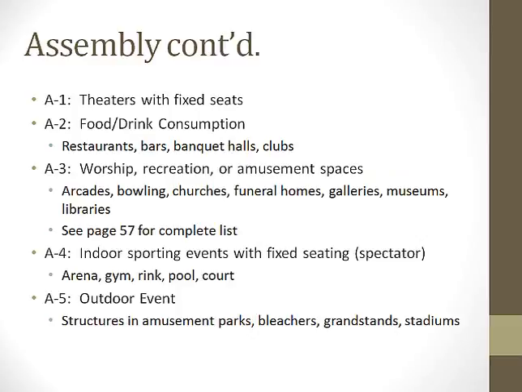So here are 5 types of assembly spaces. Theaters with fixed seats would be A1. Spaces for food and drink consumption would be an A2. This would include restaurants, bars, banquet halls, and clubs. A3 is for worship, recreation, or amusement. So arcades, bowling alleys, churches, funeral homes, galleries, museums, libraries are all on this list. If you look at your textbook, page 57 has a complete list.